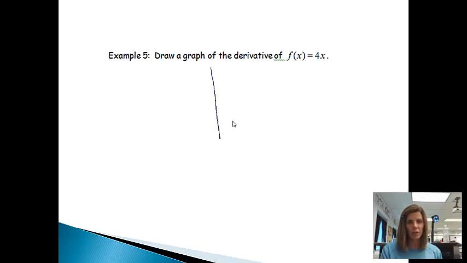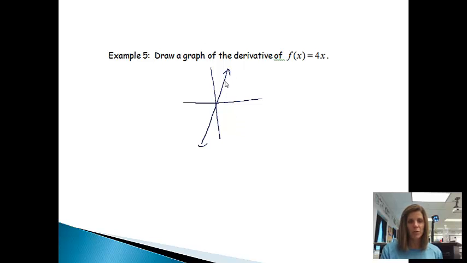Well, first of all, let's draw the line y equals 4x. I know that's a line that goes through the point (0, 0), and it has a slope of 4, so it's going to look something like that. And what we would like to do is to go ahead and draw a graph of the derivative.